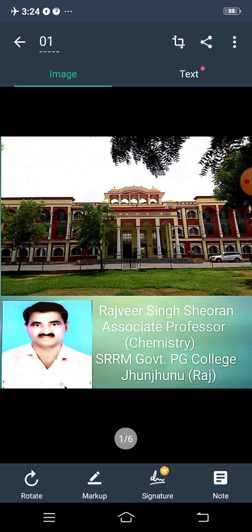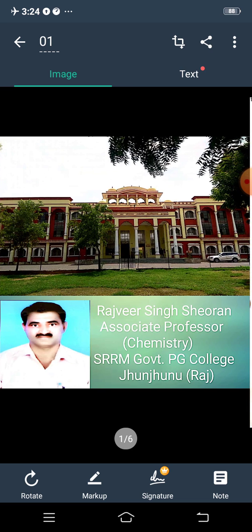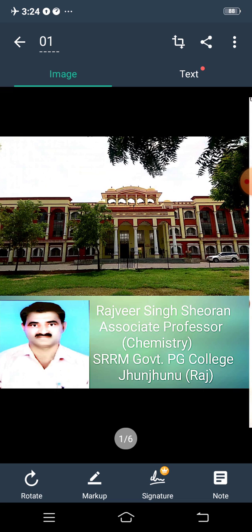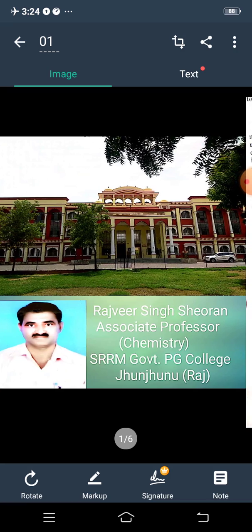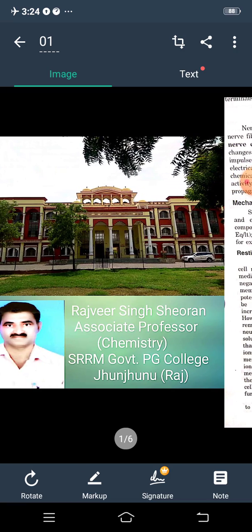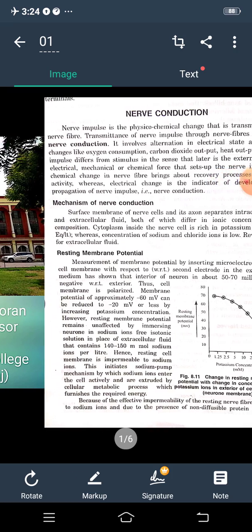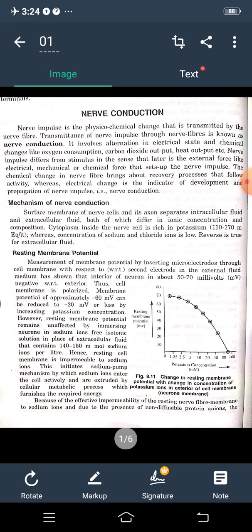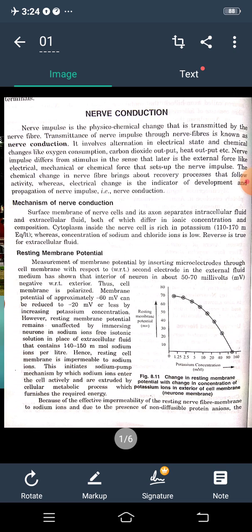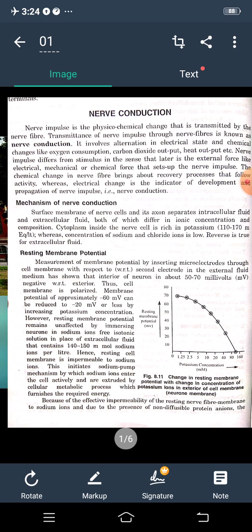In the previous video lecture, we discussed the cell membrane and transport of ions. Today, we will start a new topic in the same unit, neuroconduction. So first of all, we discuss what neuroconduction is.